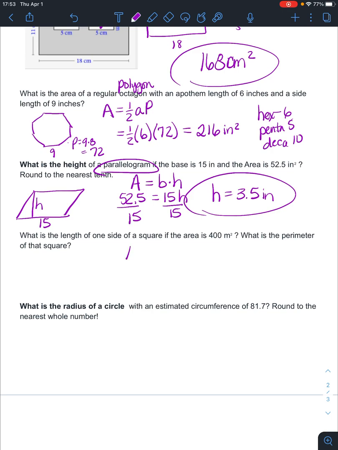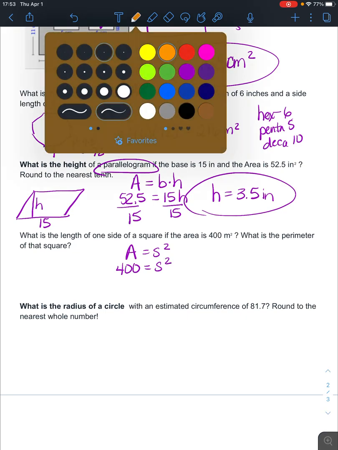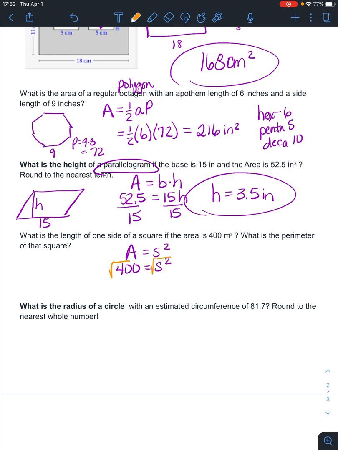All right, another question about a square. What is the length of one side of the square if the area is 400? So remember, we have area is side squared for a square. So the area was 400. So what times itself is 400? Remember, the shortcut way to do that is to take the square root of both sides. So 20 times 20 is 400. So my side length is 20 meters.